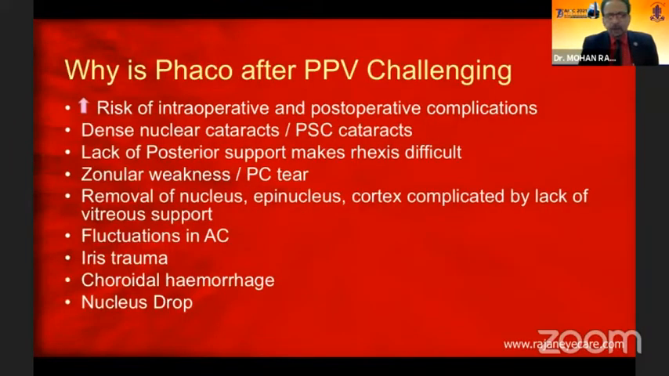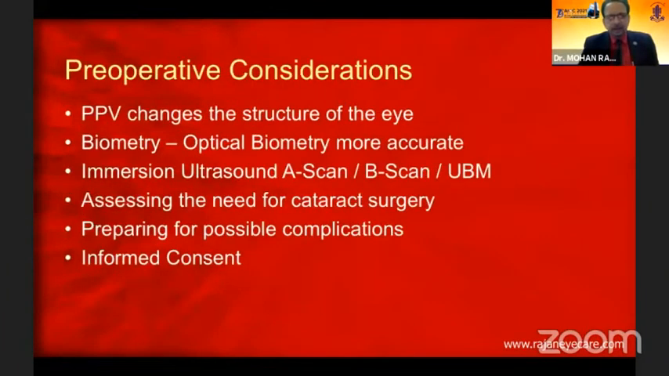Risk of intraoperative and postoperative complications: dense nuclear cataracts, PSC cataracts, lack of posterior support makes rhexis difficult, zonular weakness, PC tear. Removal of the nucleus, epinucleus, and cortex is complicated because of lack of vitreous support, with fluctuations in the anterior chamber and the posterior chamber as well, iris trauma, choroidal hemorrhage, nucleus drop, and all these complications. You name the complication, it is there in a vitrectomized eye as well. So PPV changes the structure of the eye.